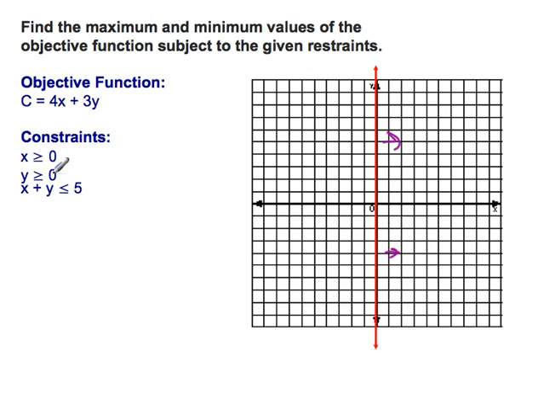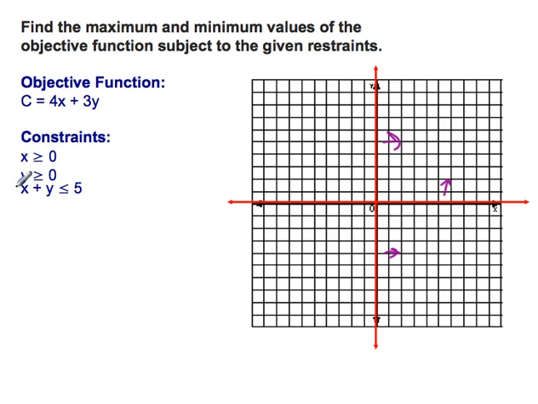Now we're going to go to y is greater than or equal to 0. That's going to be the horizontal line through y equals 0. So that is actually the line on the x-axis. When does y get bigger? Y gets bigger above that line. Right now I can see that I'm shaded in this box right here on the graph.